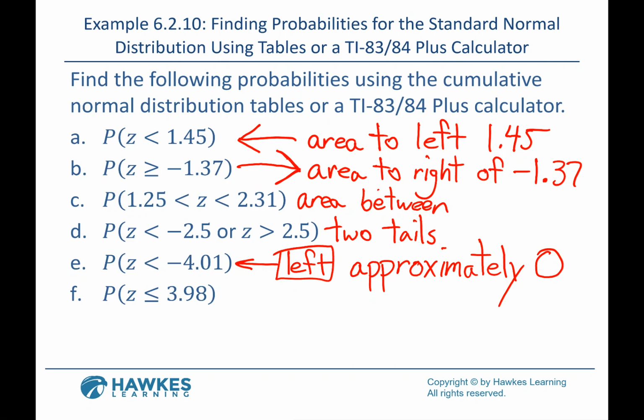We're still in that one? F is similar, but let's look at what's happening with it again. This is area to the left. But if we try to look in our table for 3.98, again, 3.98 is not on our table. The biggest z-value we have on our tables is positive 3.49. So this one's going to be even further to the right than what our tables give us. The biggest z-value on our table gives us an area of 0.9998. And as we go to the right, our areas are getting bigger and bigger. So we're going to have something bigger than 0.9998.